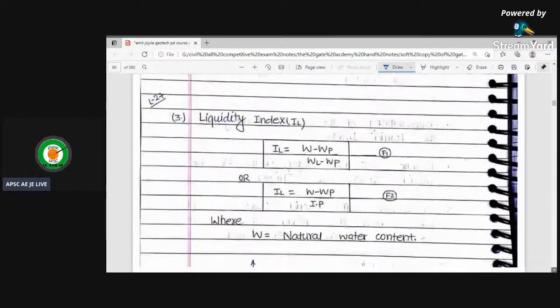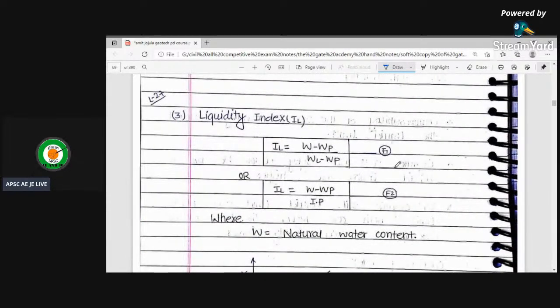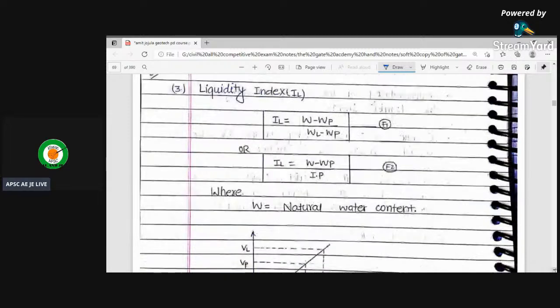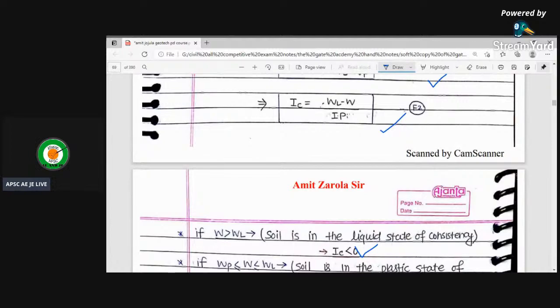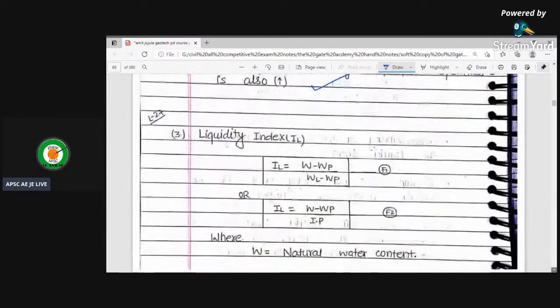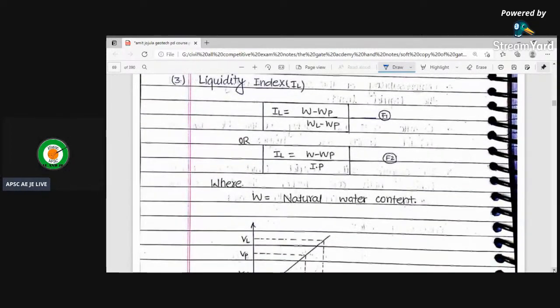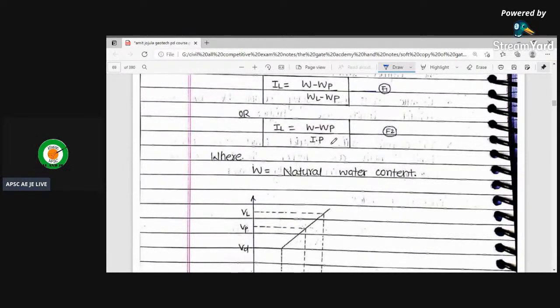Similarly, another important formula, liquidity index. IL is nothing but W minus WP divided by WL minus WP. But remember, in the liquidity index the WL term does not appear in the numerator. That is W minus WP over WL minus WP. Okay. This is IP and this is W minus WP. Okay.